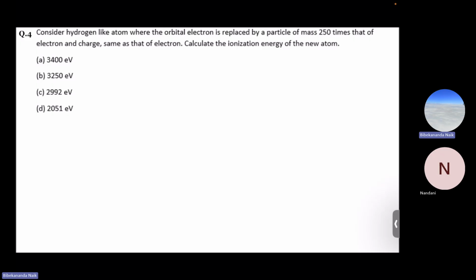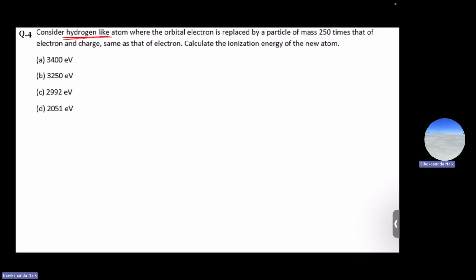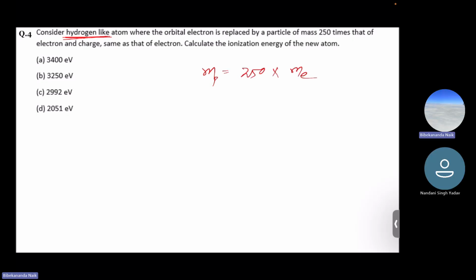So here we are considering a hydrogen-like atom where the electron is replaced by a particle of mass 250 times that of the electron and charge is same as that of the electron. So the mass of the particle is 250 times the mass of the electron and charge is same. Then what will be the ionization energy of the new atom? I'll give you a few minutes and then we will discuss.